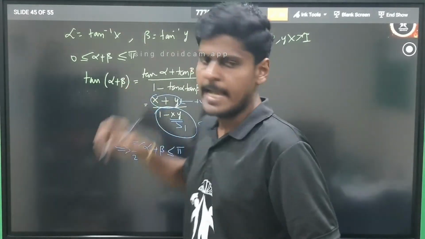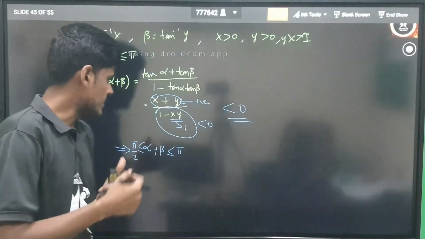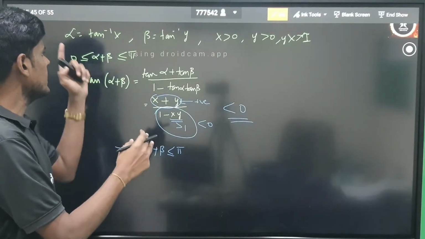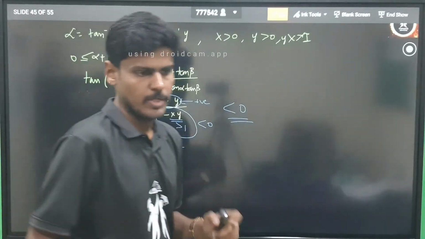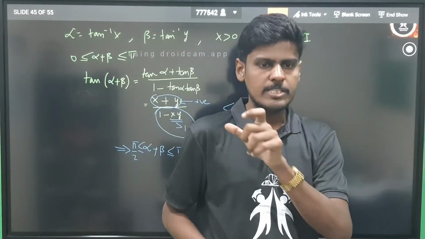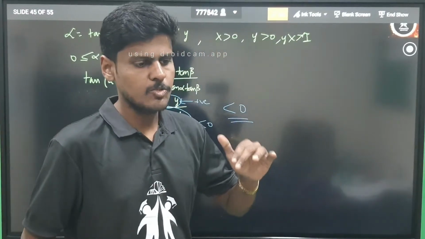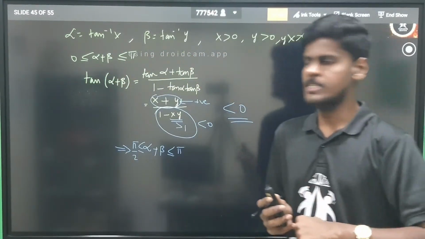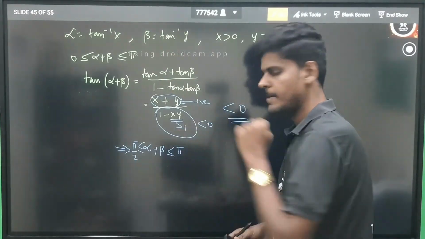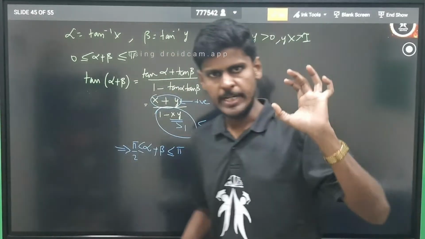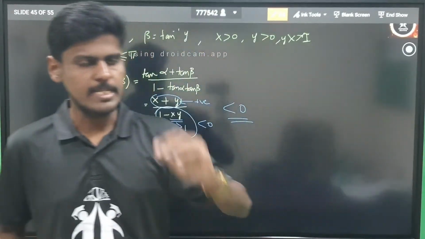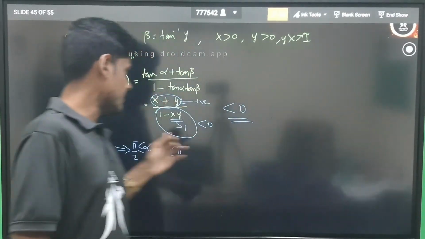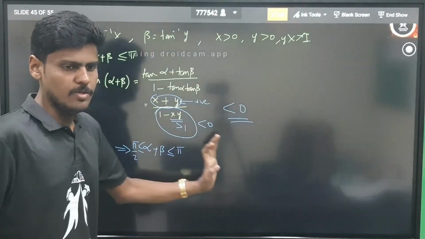Now how to find the answer for the given question? What is the property? When we add tan inverse x and tan inverse y, the final answer should lie between minus pi by 2 to pi by 2. That is the range of tan inverse. But here what we get is pi by 2 to pi. We should get the answer between minus 90 to 90, but here we got an answer between 90 to 180.